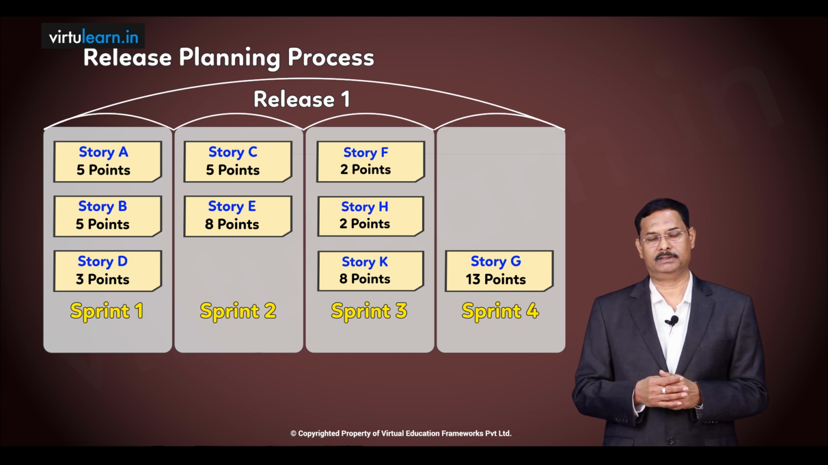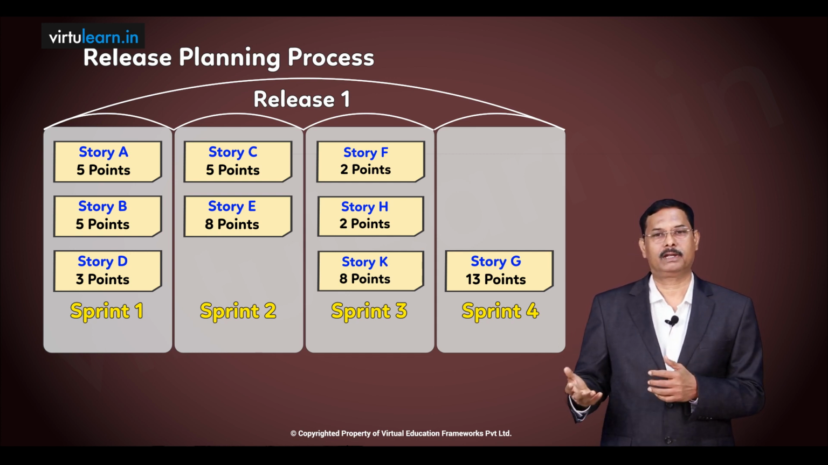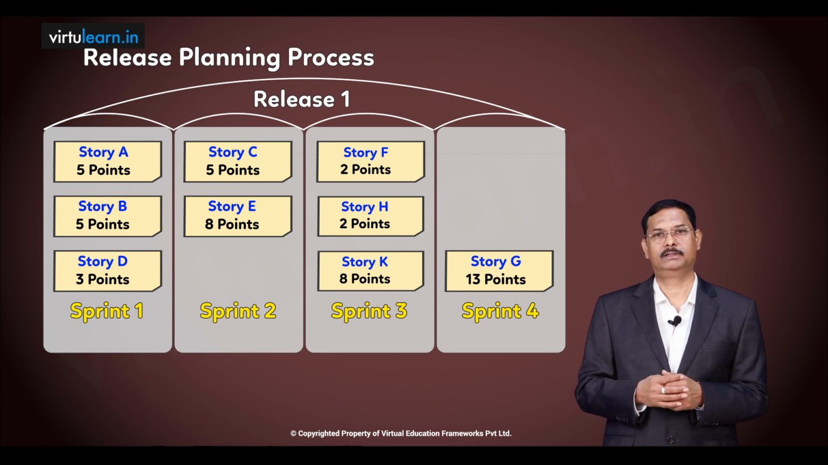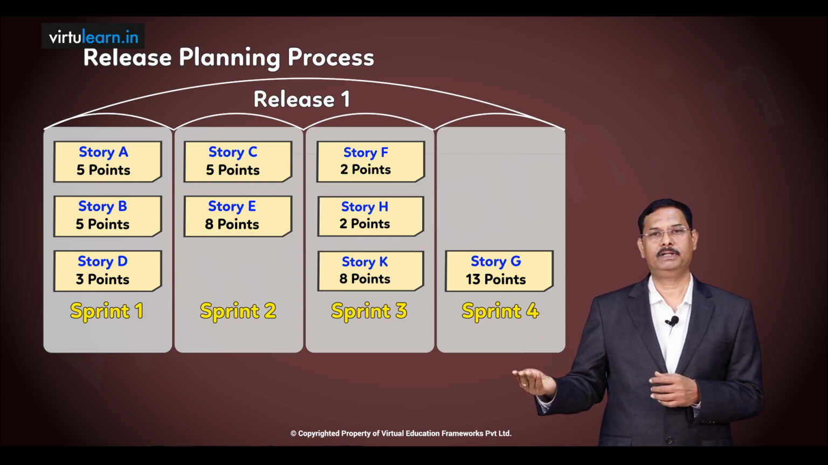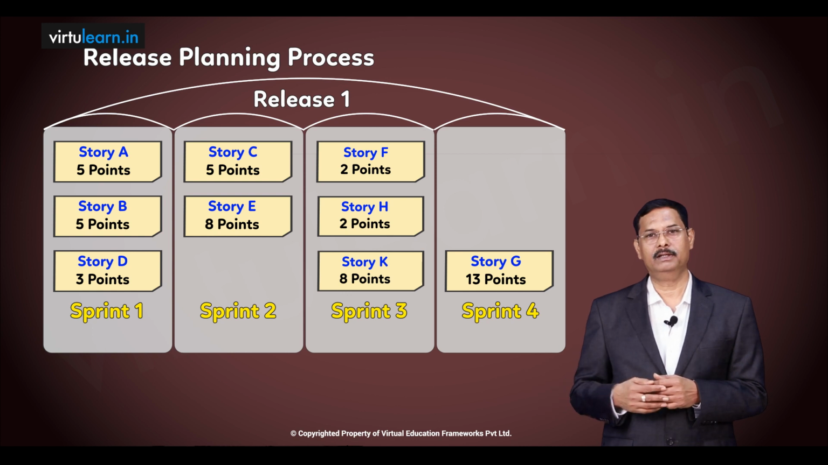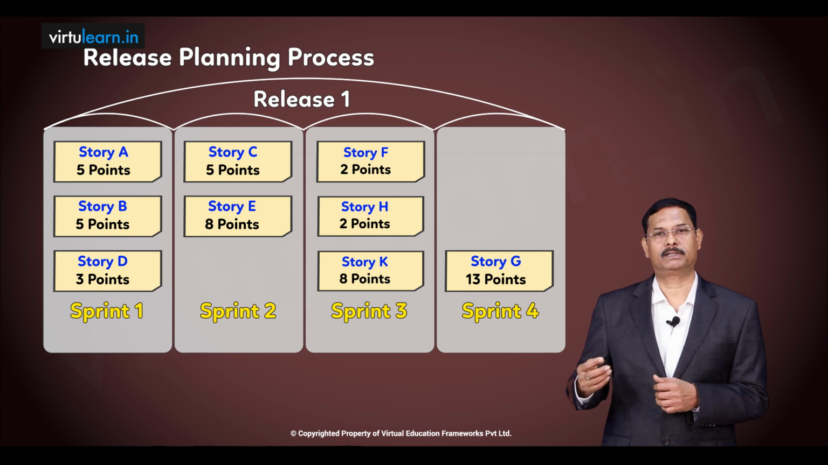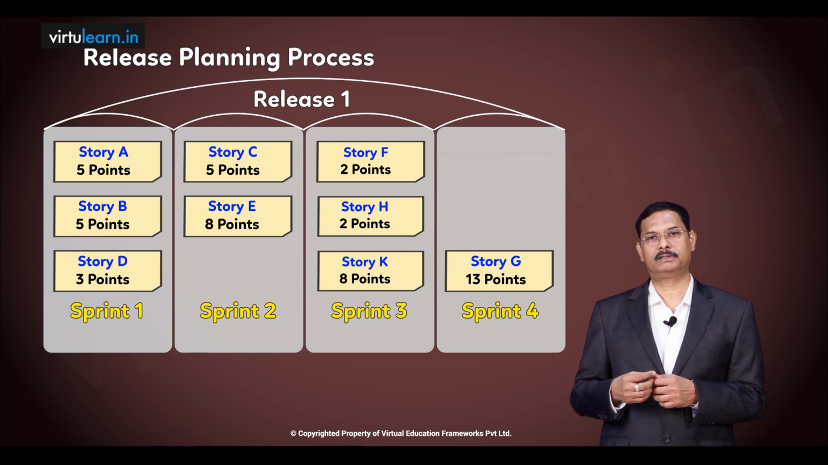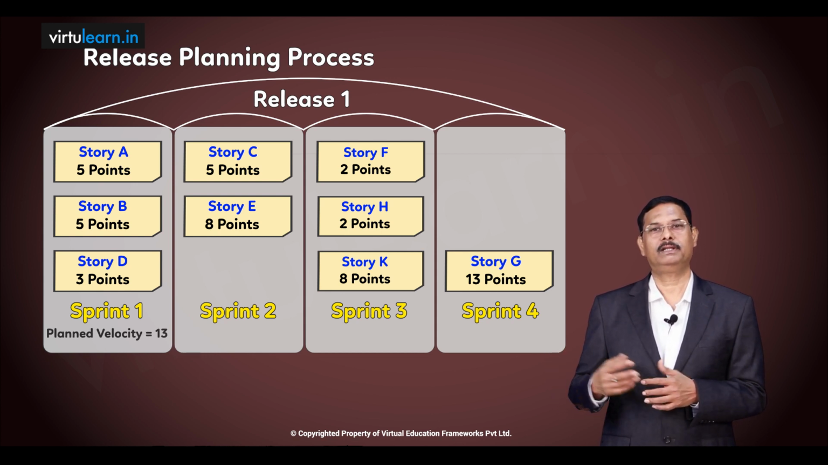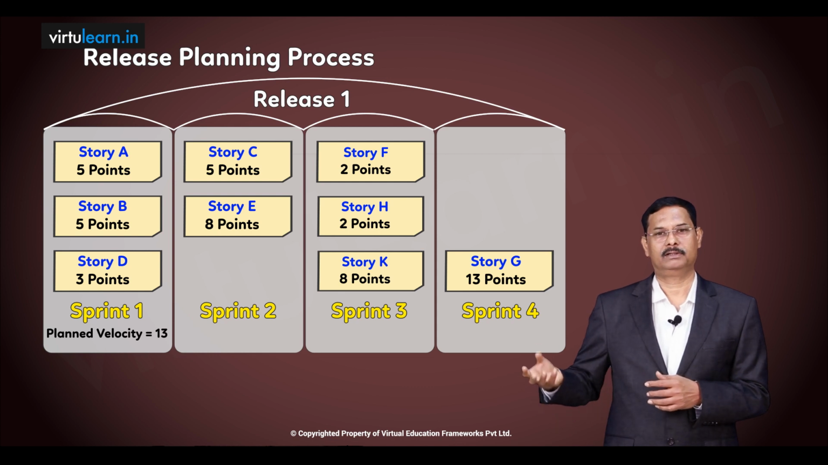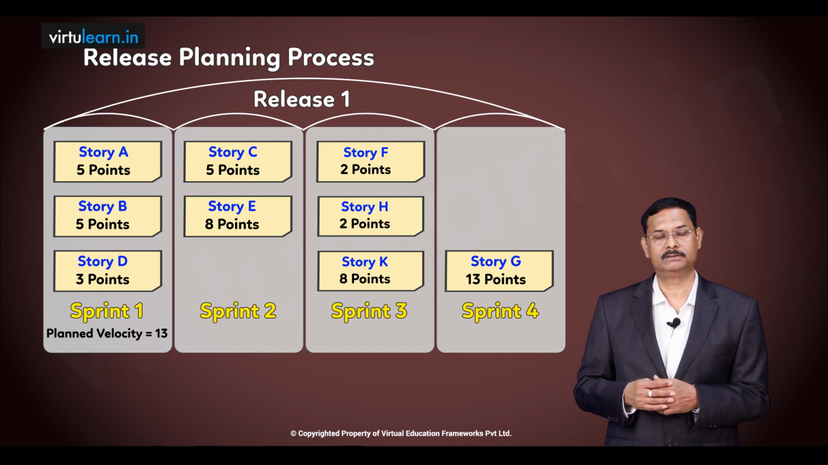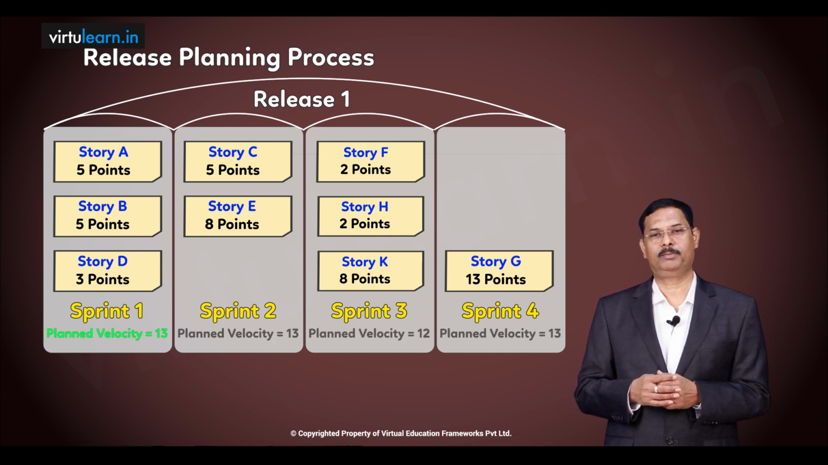That is actual velocity. Planned velocity is what the team can plan within the sprint. In this example, story A, B, D, the team has picked respectively 5 story points, 5 story points and 3 story points. That means 13 story points worth of work the team has picked up in sprint 1 of this release. So the planned velocity of the team is 13 story points.